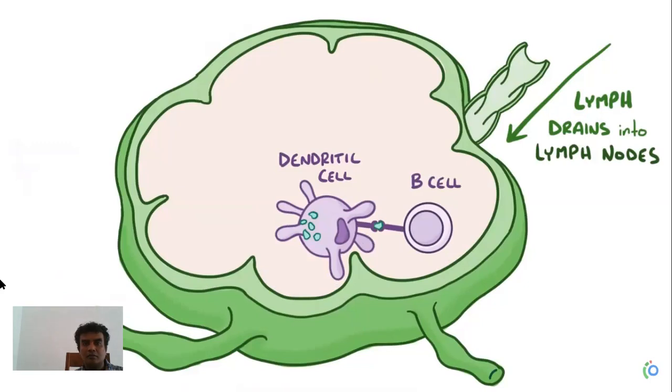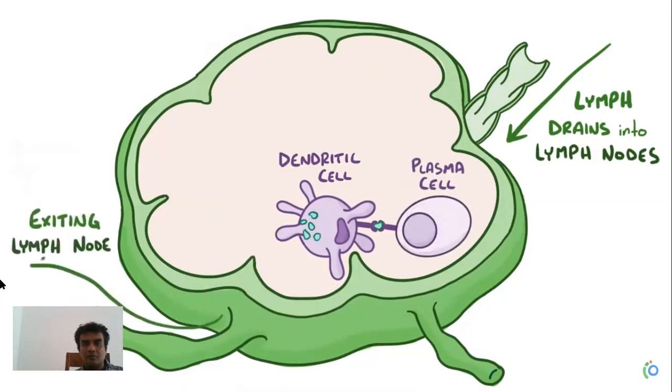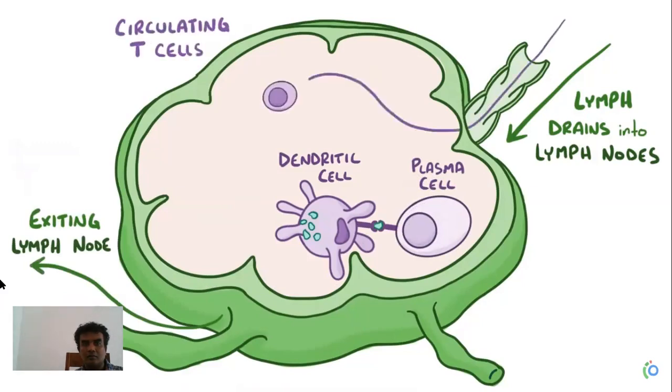B cells are designed to only react to foreign antigens. And if the dendritic cell presents something foreign, the B cell turns into a plasma cell and starts cranking out antibodies, which then flow into the lymph and exit the lymph node. There are also circulating T cells, which are another type of lymphocyte that move between the lymph nodes, lymph, and blood, on the lookout for pathogens and infected or abnormal cells that have been tagged by antibodies.